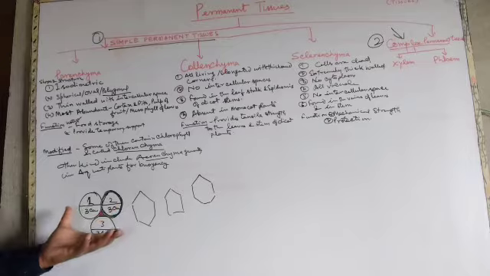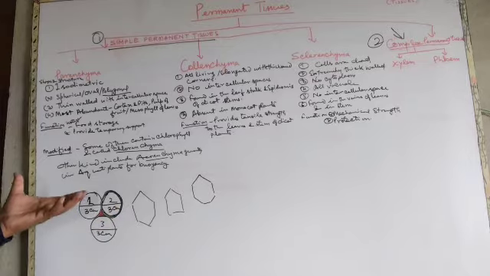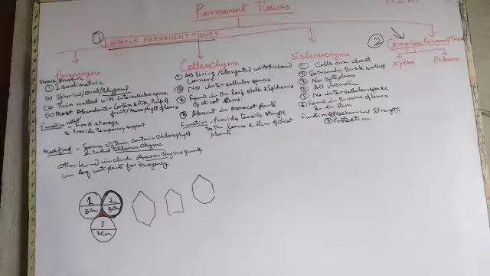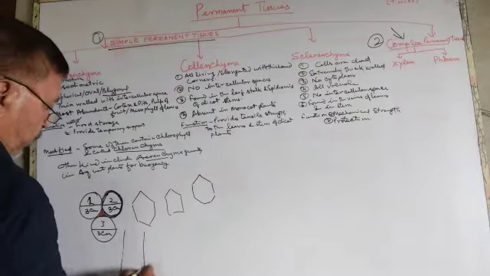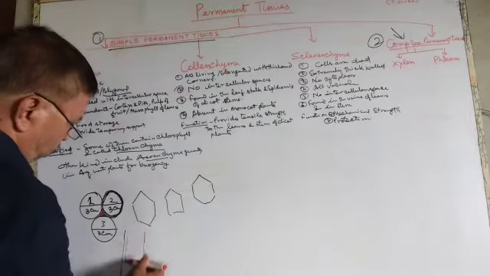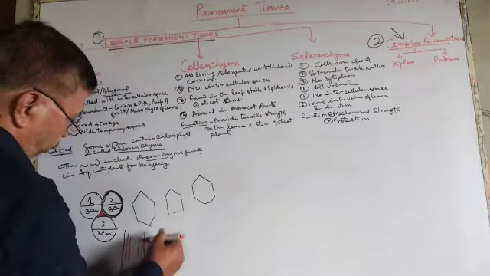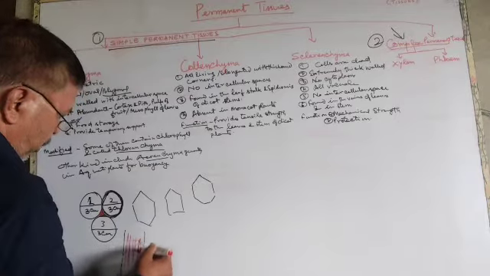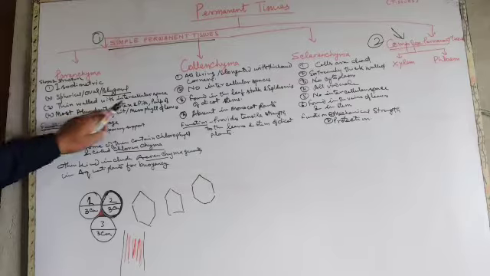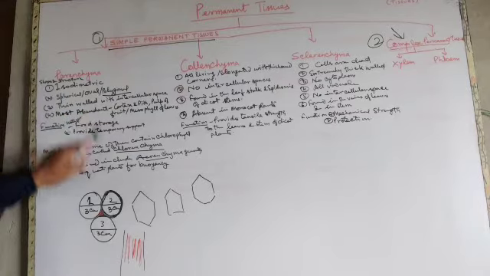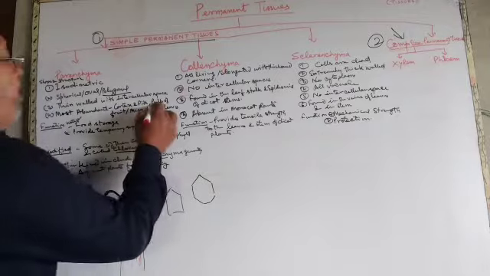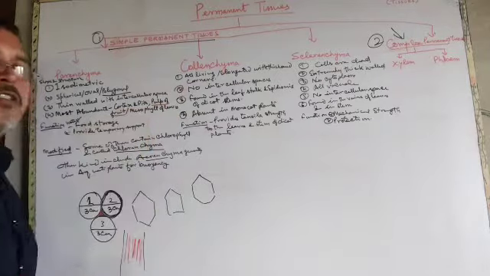So this parenchyma, they are abundant in the plant body. They are present in the cortex and pith. If this is the stem, all this part of the stem, and in this region, these all are cortex and pith. They are present, this parenchyma, right? They are present in the pulp of fruits.